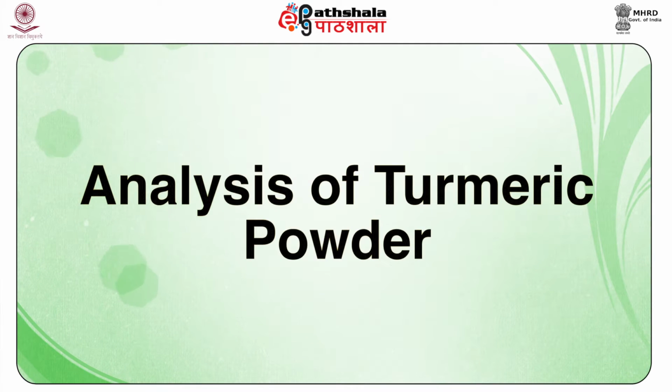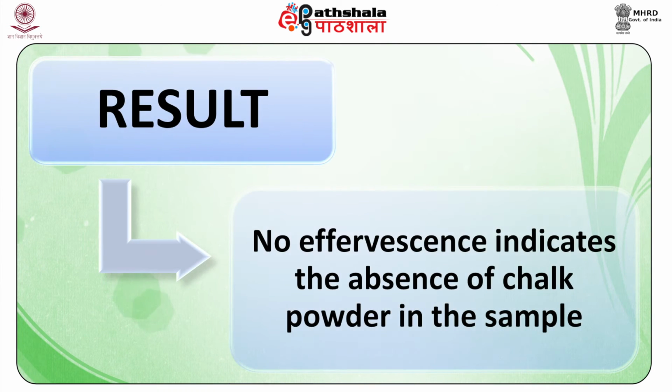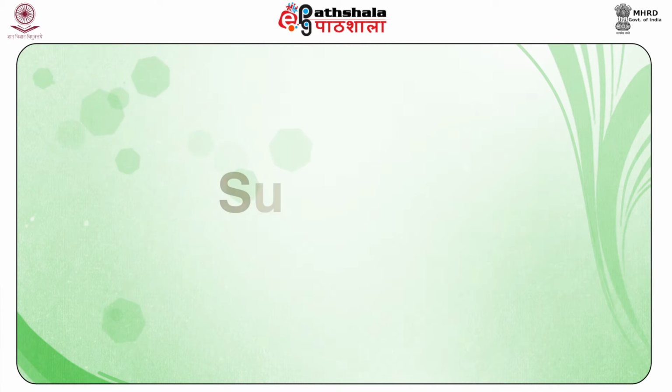Now, the analysis of turmeric powder. Chalk powder is often mixed with turmeric powder, and for its detection, a small amount of the suspected sample is taken in a test tube and dilute hydrochloric acid is added to it. No effervescence indicates the presence of chalk powder in the sample.